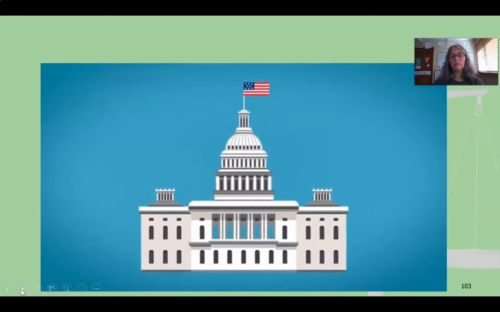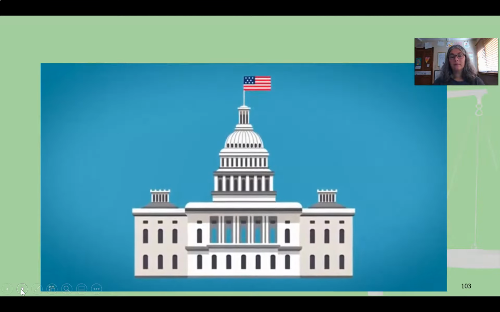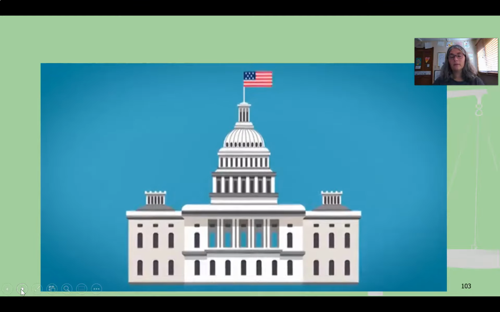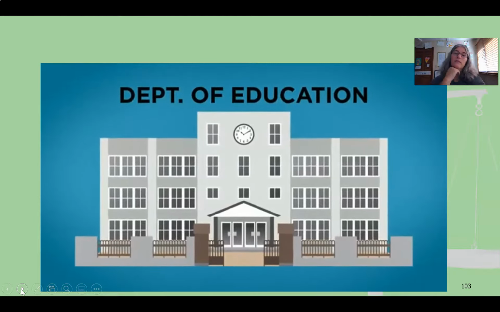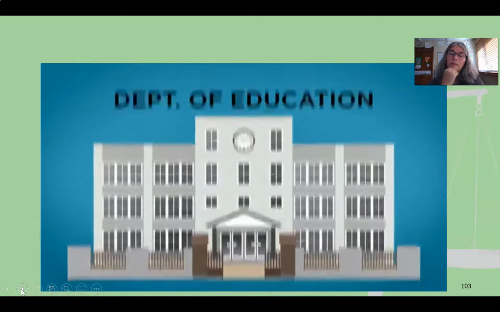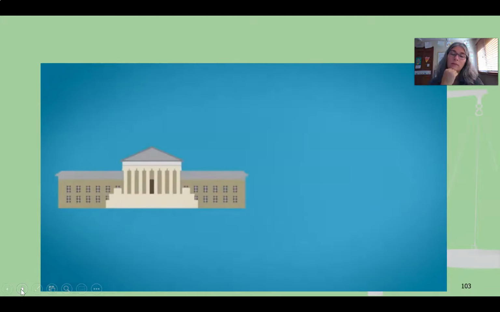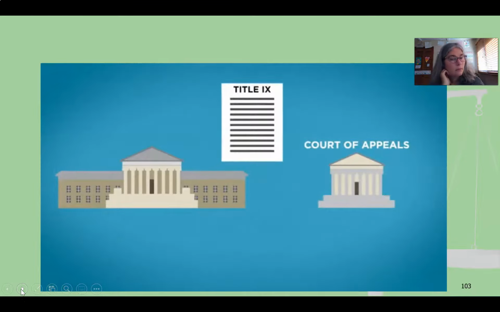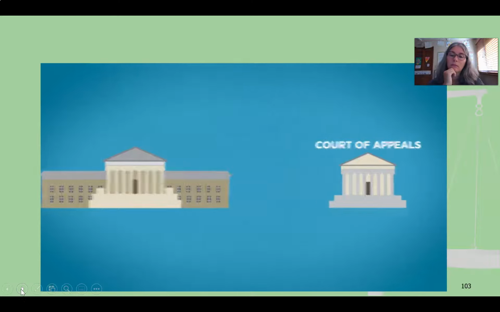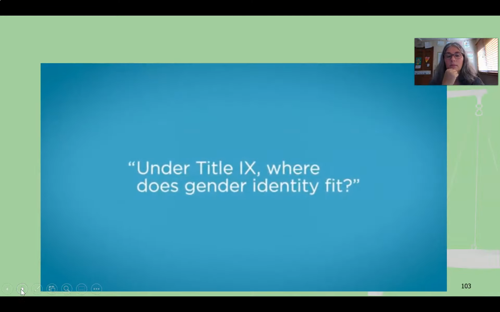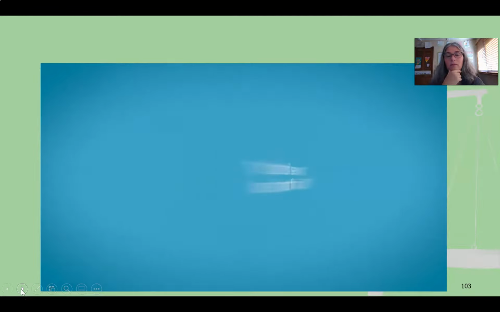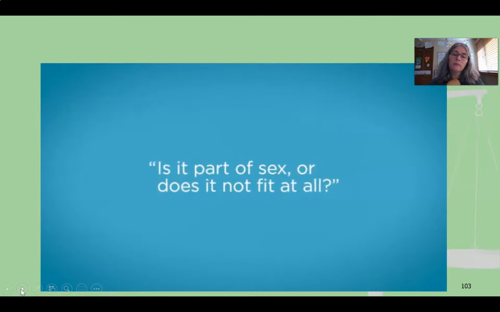Is it Congress in its statute? What if Congress hadn't contemplated it and the statute doesn't provide for it? Can an agency make up its mind in the first instance? What role do courts play? The Supreme Court vacated the lower court opinion and sent it back to the Fourth Circuit to decide the outstanding Title IX issue. That is, under Title IX, where does gender identity fit? Is it part of sex, or does it not fit at all?